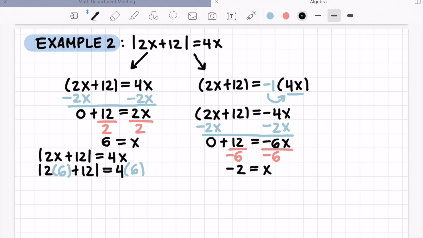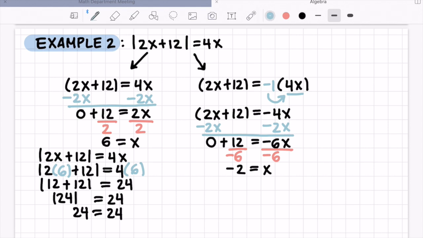And then I solve anything that is inside my absolute value first. So 2 times 6 gives me 12, plus 12 with the absolute values, and 4 times 6 gives me 24 as well. So I'm left with absolute value of 24 equaling 24. Absolute value of 24 just gives me 24. And so my statement is true. That means that x equaling 6 is a true statement.